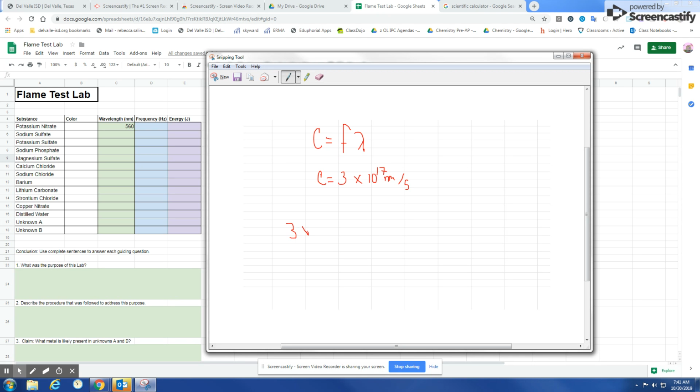So 3 times 10 to the 17th is c. F, I don't know yet. And wavelength, I'm just going to use this number that I made up. You're going to use the one that you determined, 560. Now, in order to get f by itself, I would need to divide both sides by 560. Those will cancel out to give me just f, and then I need to divide that.